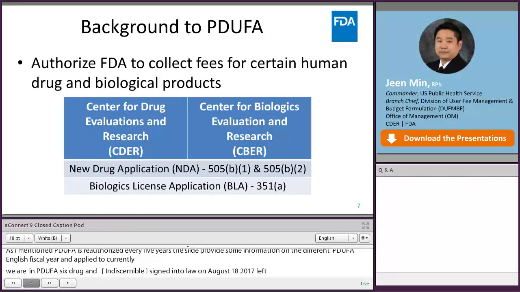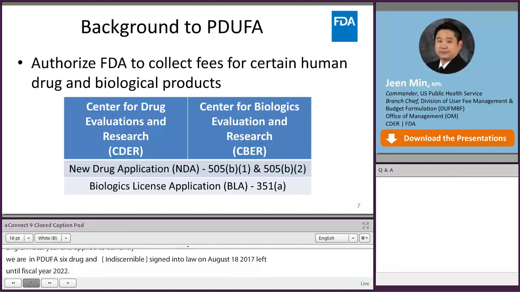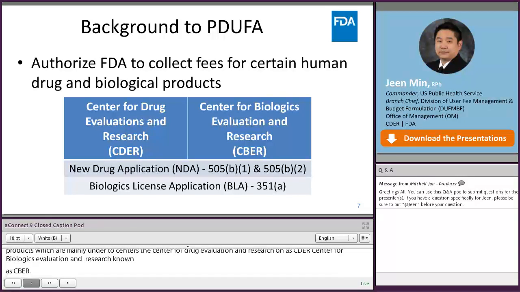Now that I provided some brief background, I would like to mention that certain human drug products and biologic products are mainly under two centers, the Center for Drug Evaluation and Research, known as CDER, and the Center for Biologics Evaluation and Research, known as CBER. Human drug products are usually submitted in new drug applications, known as NDAs, sometimes referred to as 505(b)(1) or 505(b)(2). Biological products are submitted under a Biologic License Application, known as a BLA, or sometimes referred to as 351(a).